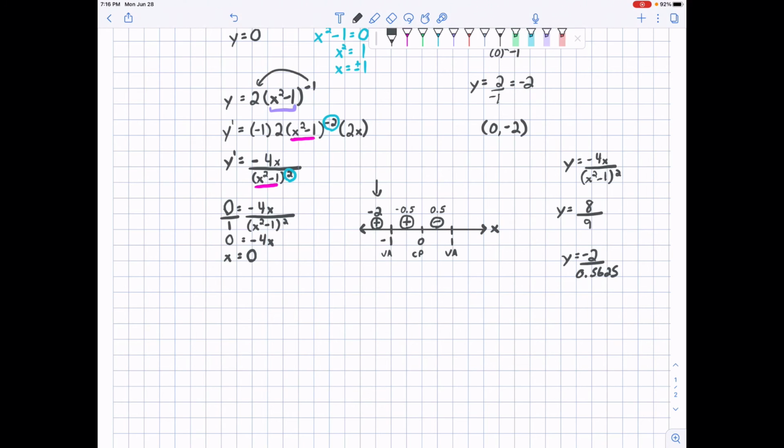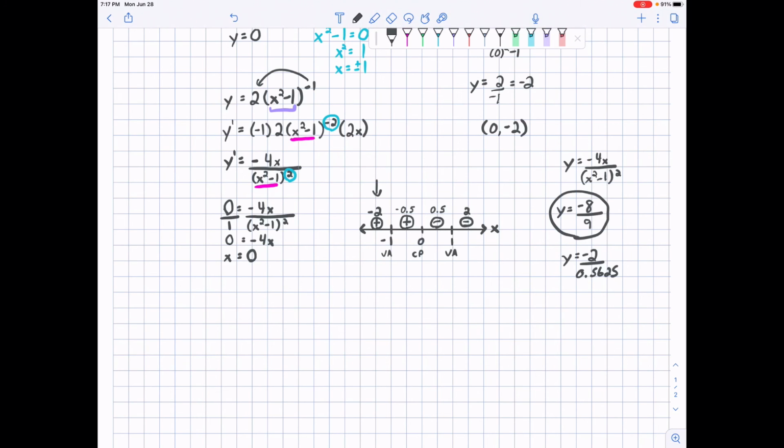So here, I'm now going to plug in positive 2 because I want a number that's bigger than 1. And if I plug in positive 2 into my derivative, I'm going to get a very similar answer to what I had the first time, which was 8 over 9, except the only difference is now the numerator is going to be negative. So it's going to be negative 8 over 9. So I'm going to put a negative here.